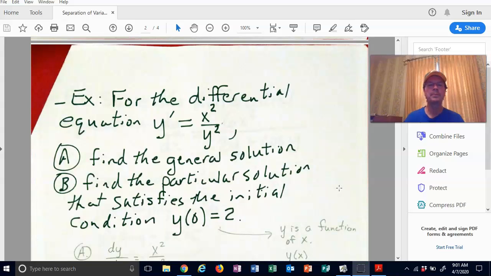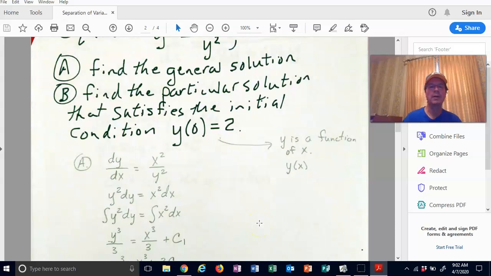All right, so let me scroll on down. Here's our example problem. For the differential equation y prime or dy dx equals x squared over y squared, in part A we want to find the general solution, so y equals whatever, and then in part B we want to find the particular solution that will satisfy the initial condition that y is equal to 2 when x is 0, or that goes through the point (0, 2).